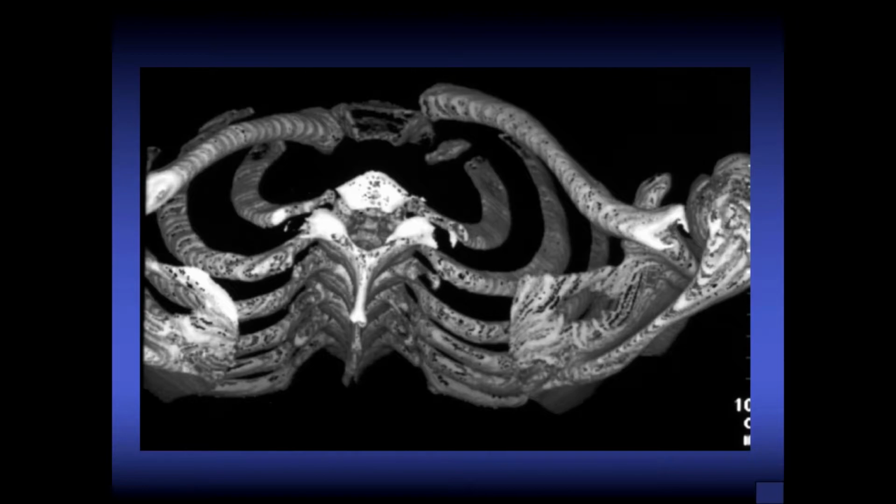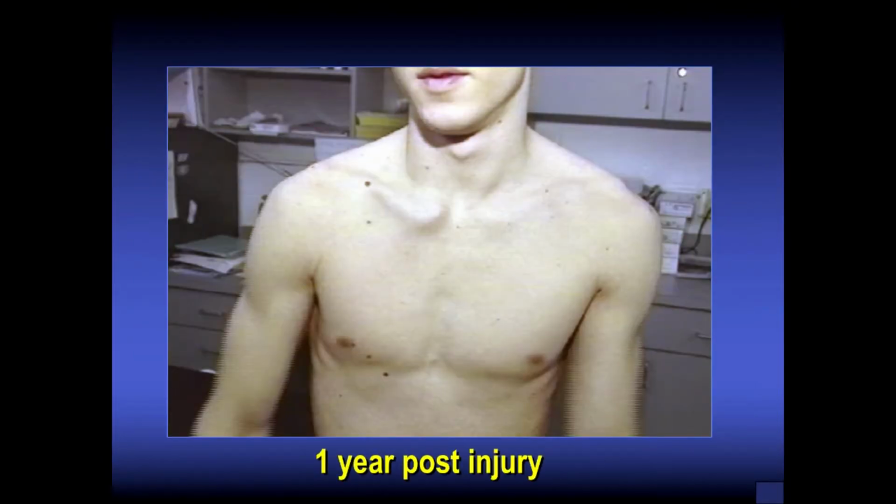This is treated symptomatically, with a figure of 8 if they would like that, sleeping with a pillow behind their scapula. And here he is 1 year post-op. He never went back to football. He does have this cosmetic deformity, but no functional problems.